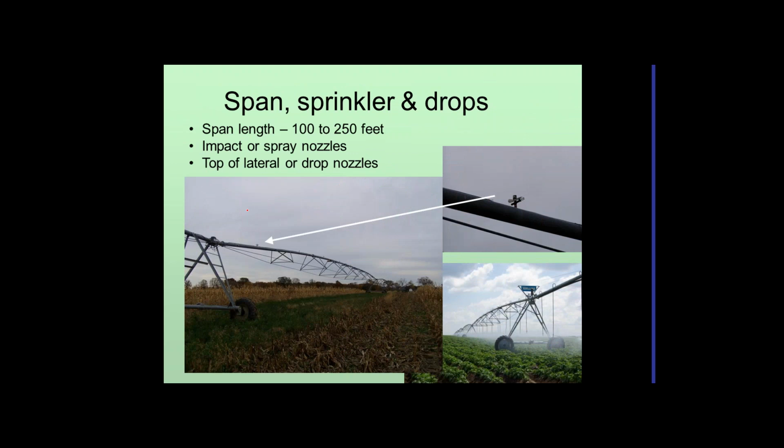The next thing is the span, or the lateral that moves between towers. This is what the sprinklers are attached to. The sprinklers can be on top of the lateral. So here's an impact sprinkler that we've got here, or they can be dropped. The picture in the lower right is showing drops that come down, and then the nozzle's actually on the bottom of the drop.